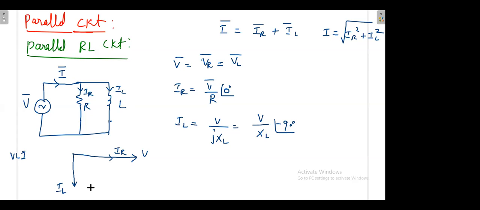Okay, so I can connect these two, then that will give my I value. If you see clearly, this is like a Pythagoras triangle, and again this is the phi. From this triangle, if this side is IL, this length is also IL, and this is I. So I is equal to the square root of IL squared plus IR squared. That is what I have written here.